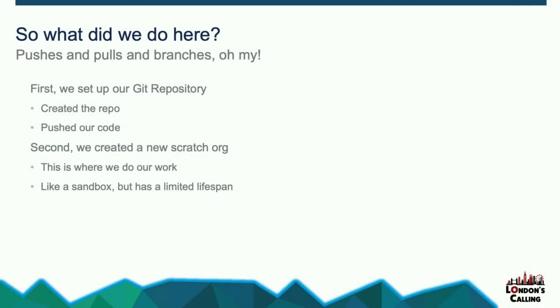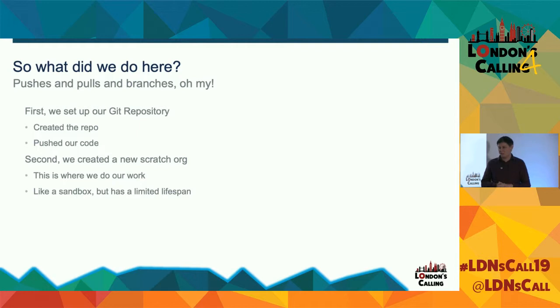So what did we do? We created a Git repository. We pushed our code to it, hosted on GitHub. And then we created a new Scratch org. So this is the place where we're going to do our work. It's like a sandbox, but they have a limited lifespan. I think it's up to 30 days that you can have a Scratch org for. If you need a new one, you can simply create a new one. There are limits on how many that you can create per day and how many each org can have, but the number's quite high, especially if you've got quite a small team.